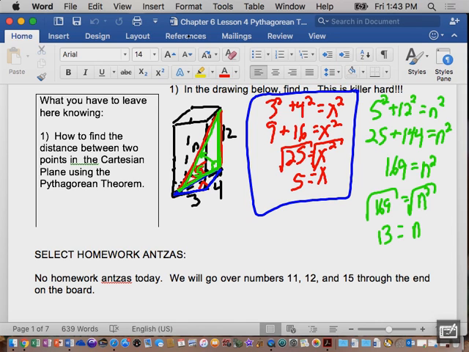Oh wait, I think you have to press second first. Yeah, you would have to hit second. Does it give you an answer? All right, so clear it out. This time do second x squared, which is square root, and then do 169. And then do equals, and it should tell you 13.